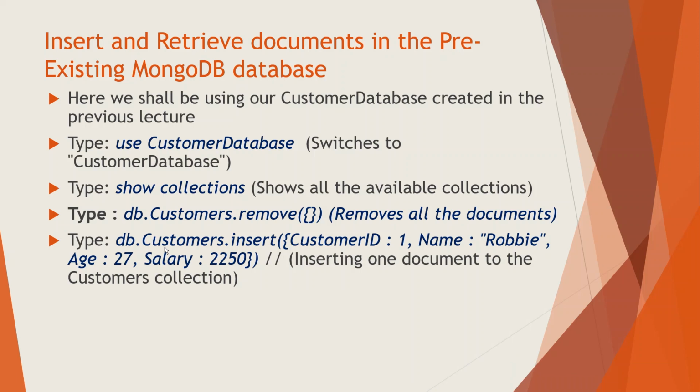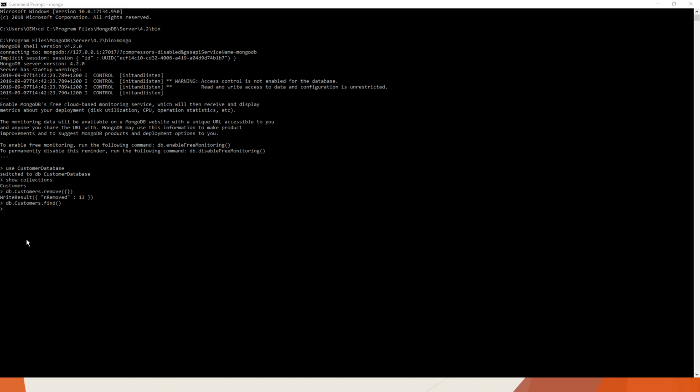So for inserting a single document, this is db.customers.insert, with all these properties and values. So I will do that next. From my clipboard, I will just paste, just to save time, db.customers.insert. So one inserted.